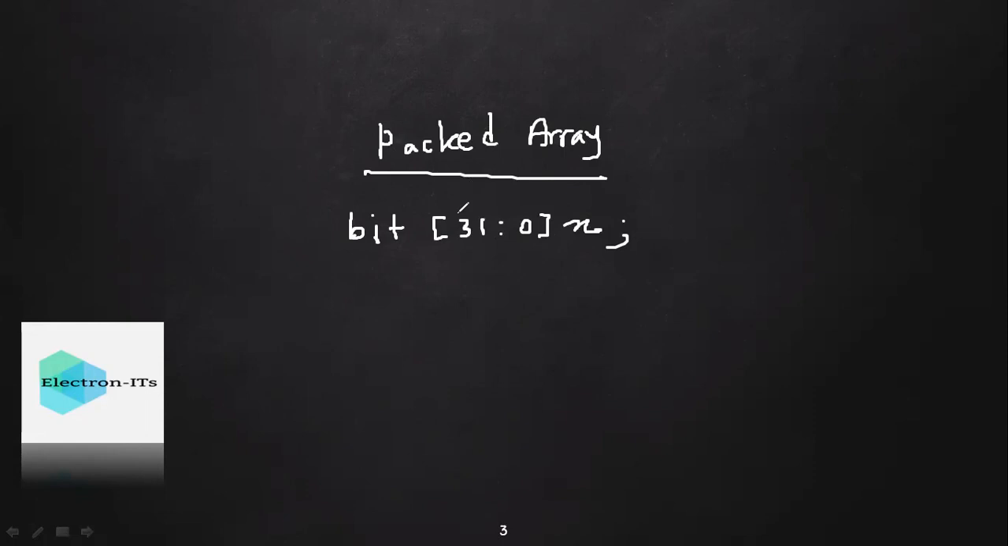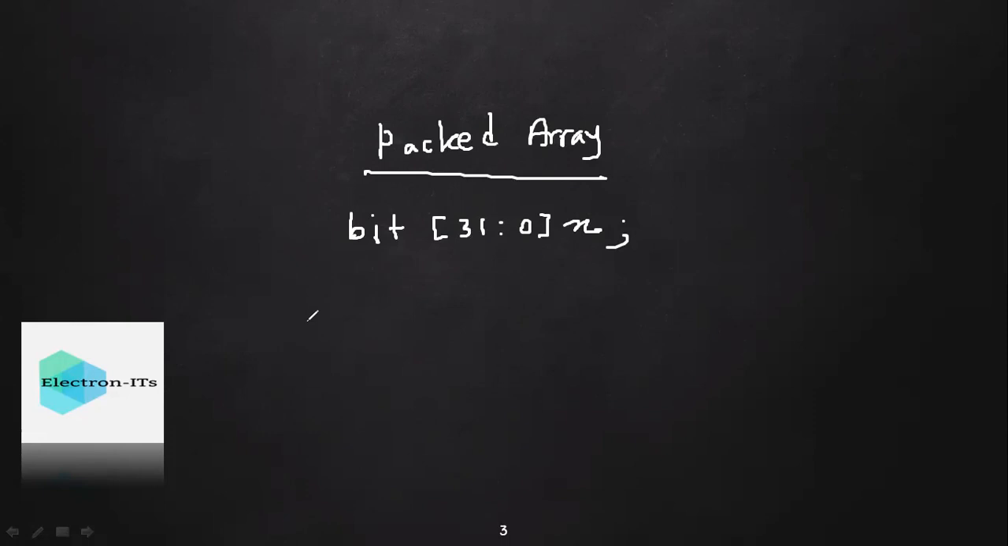The characteristics of a packed array are: it is stored as a continuous set of bits, and packed arrays allow arbitrary length integer types. They are used to store packed structures on which bit select and part select operations can be performed. So these are the advantages of using a packed array.